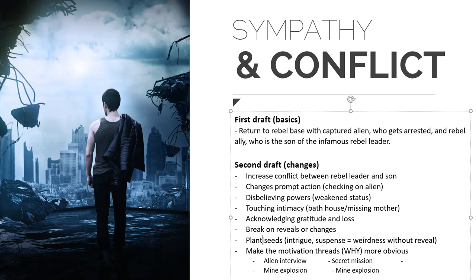The other thing I want to be doing is planting seeds. When you first wrote the first rough draft, you may not have known how everything works together. Now that you're adding conflict and you can see what's going to happen, you can do a better job of planting the seeds for intrigue and suspense. And the way to do it, like we talked about earlier, is actually removing information.